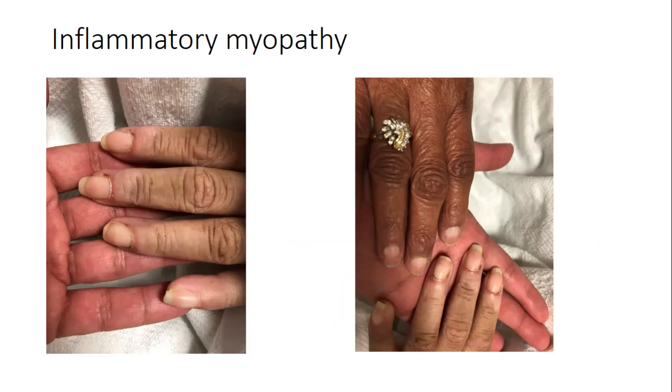So that was an ulcer on this side. This is the ulcer. These are telangiectasias, and hypopigmentation and periungual erythema.